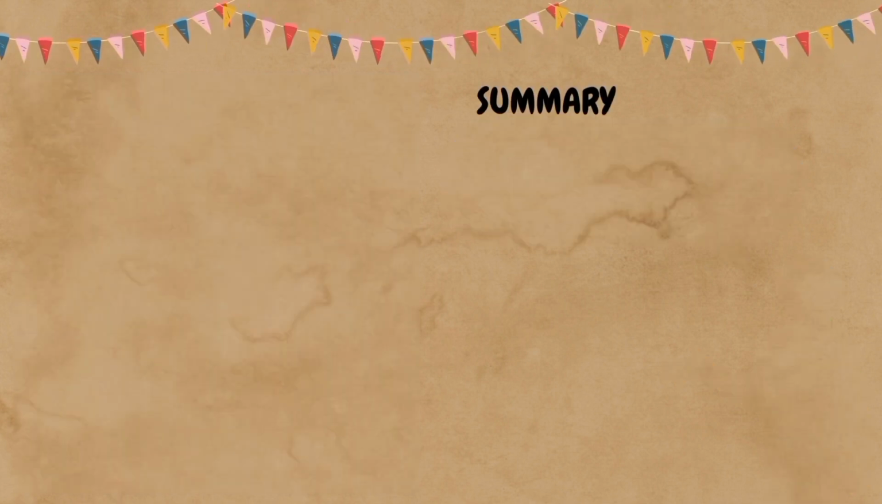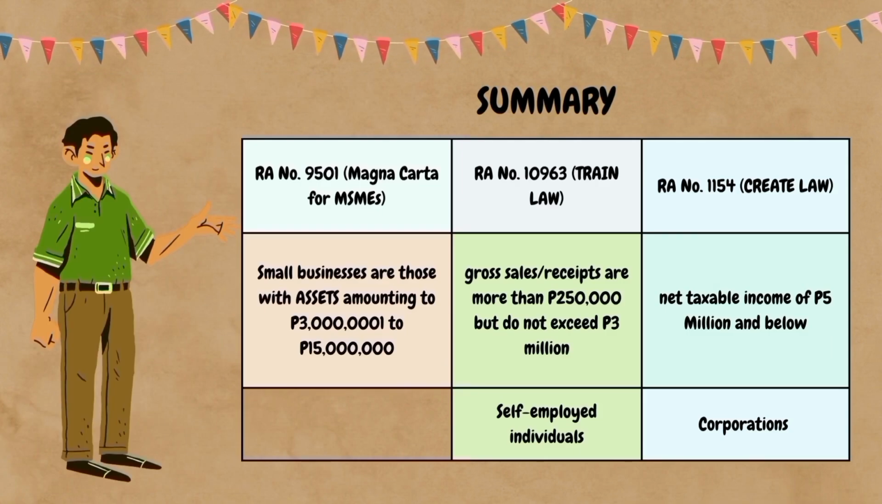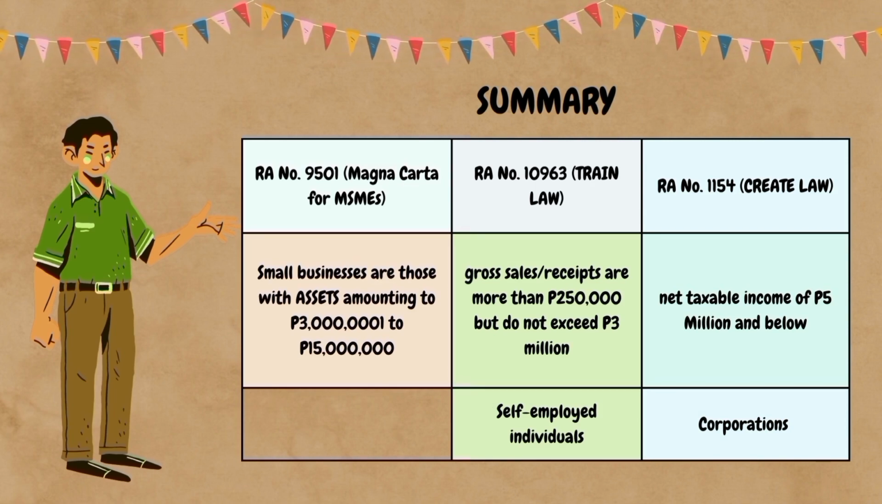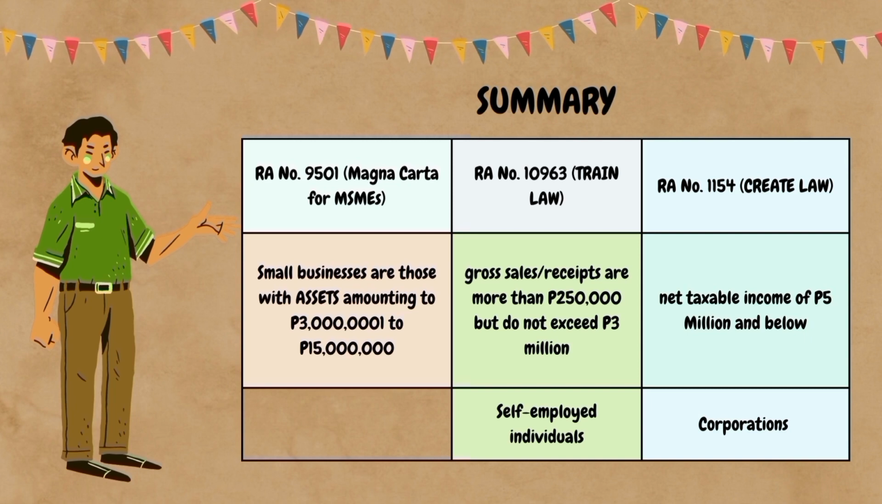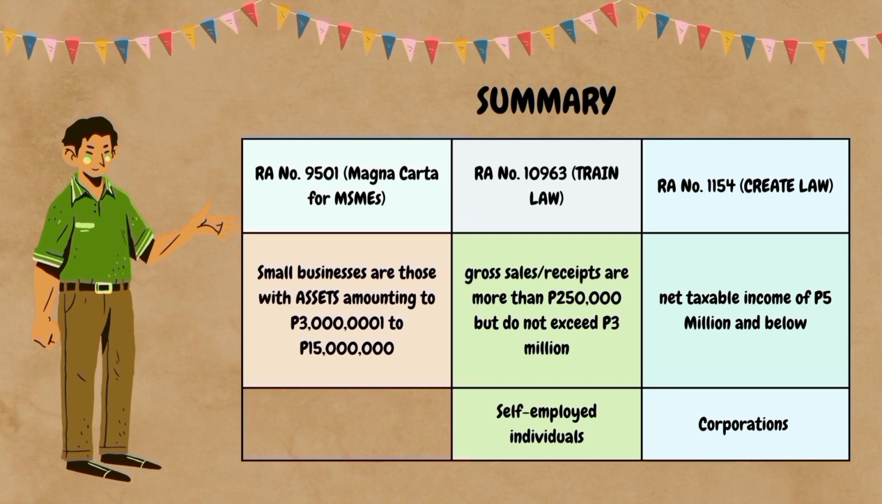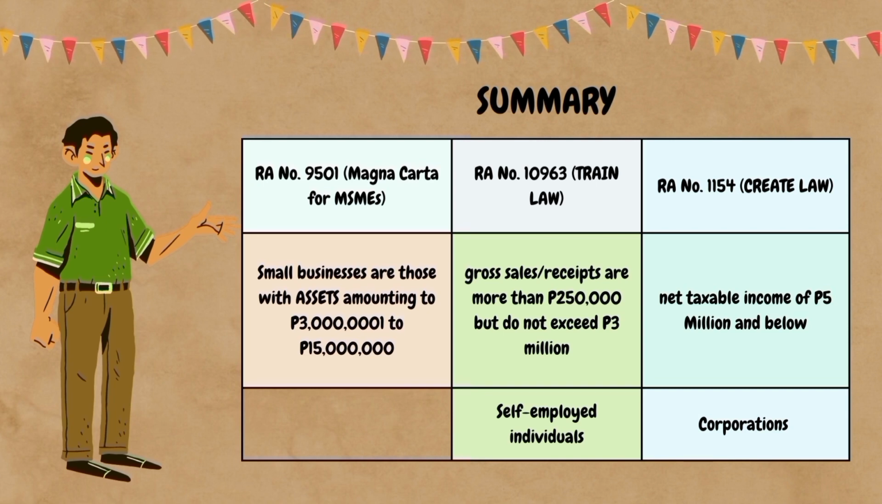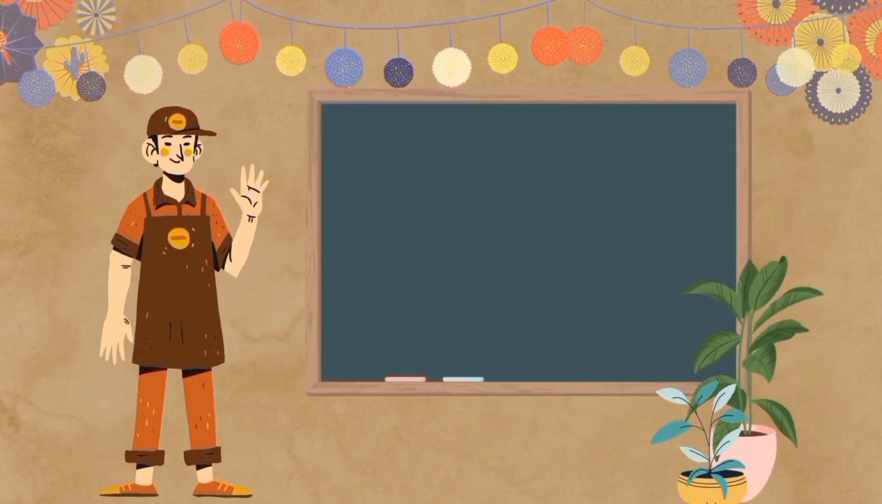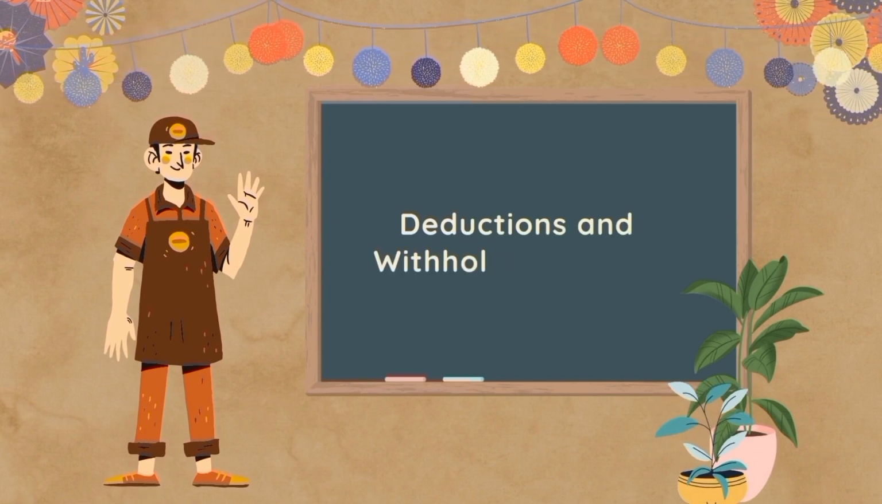To reconcile these laws, let us summarize their provisions. Under the Magna Carta for MSMEs, small businesses are those with assets amounting to more than 3 million pesos to 15 million pesos. Under the TRAIN Law, small businesses are those with gross sales or receipts that are more than 250,000 pesos but do not exceed 3 million pesos, and this applies to self-employed individuals. And under the CREATE Law, small businesses are those that have net taxable income of 5 million and below, and this applies to corporations.